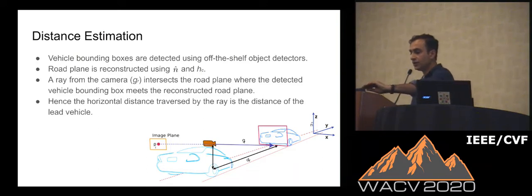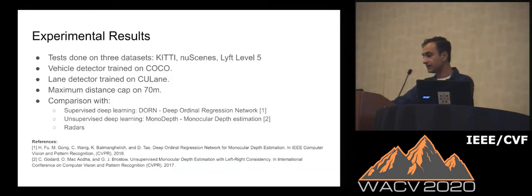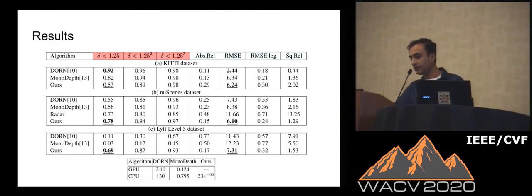Vehicles are detected using off-the-shelf vehicle detectors. Distances of the vehicles are found by the horizontal distances traversed by a ray passing from the camera and intersecting the reconstructed road plane where the detected vehicle meets the road. Experiments were done on three publicly available datasets, KITTI, nuScenes and Lyft Level 5, and we compared against DORN, monodepth, and radars using LiDARs as ground truth.